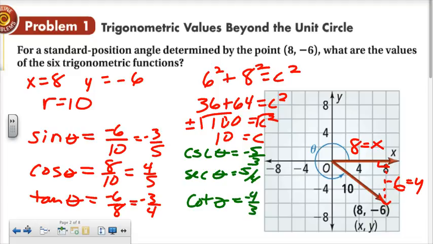So again, they are determined by that ordered pair. So as we look at this, things are set up very nicely.